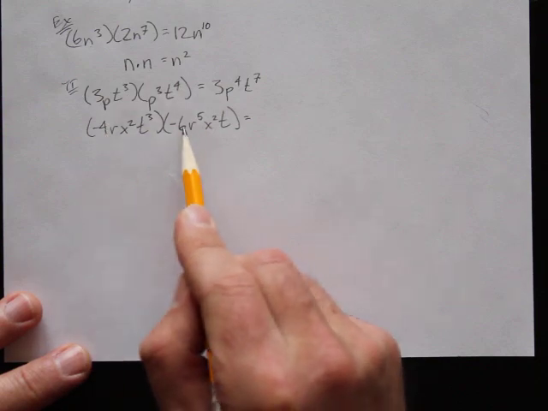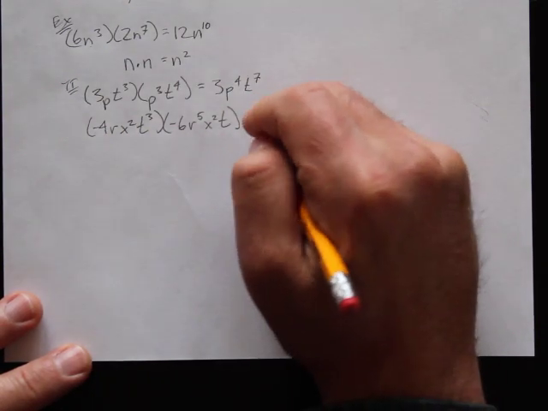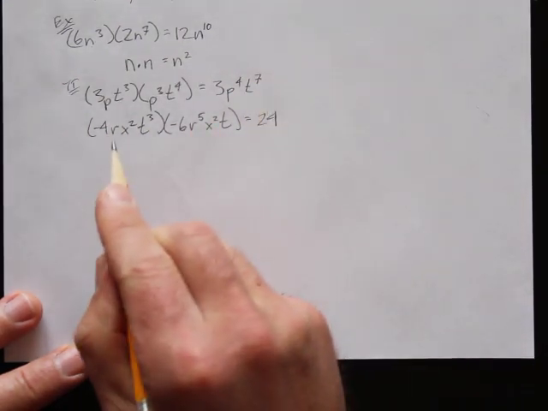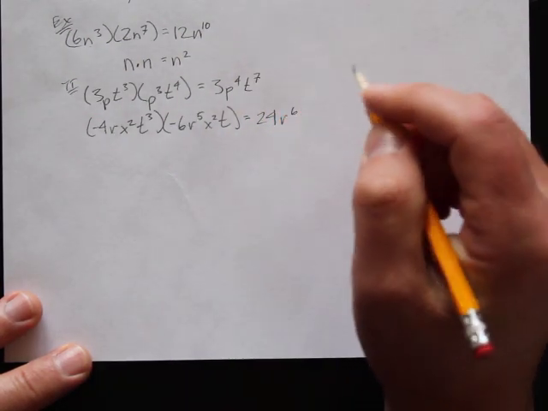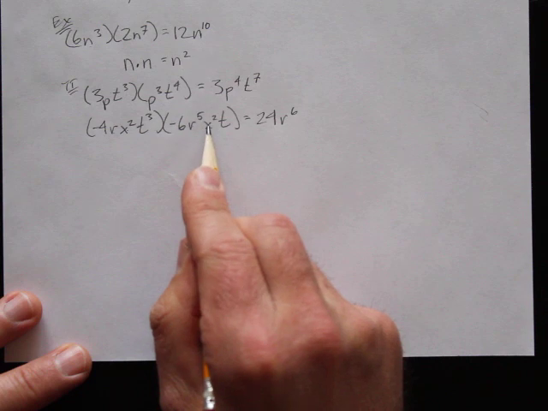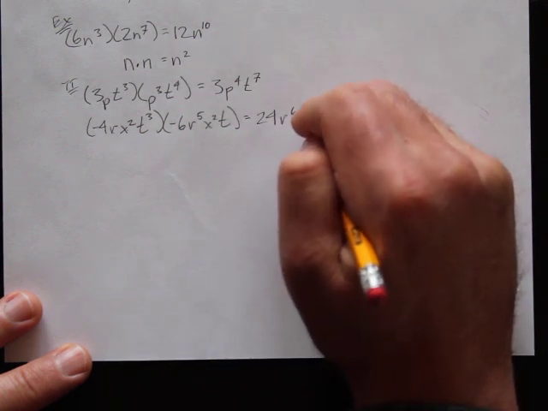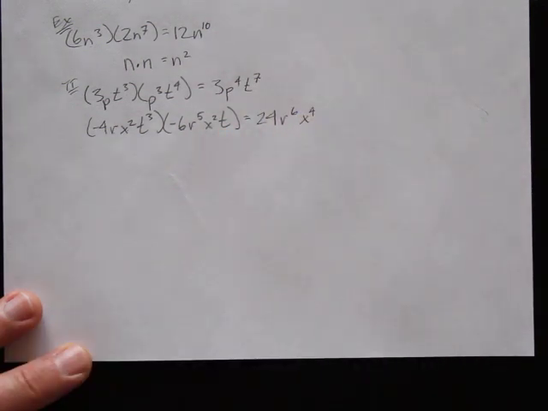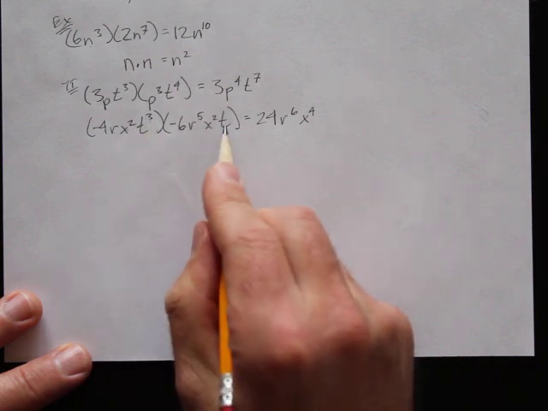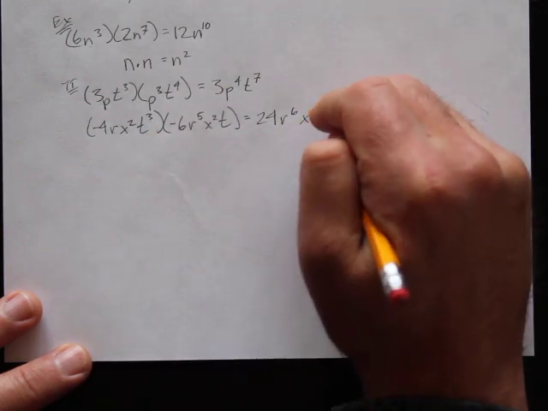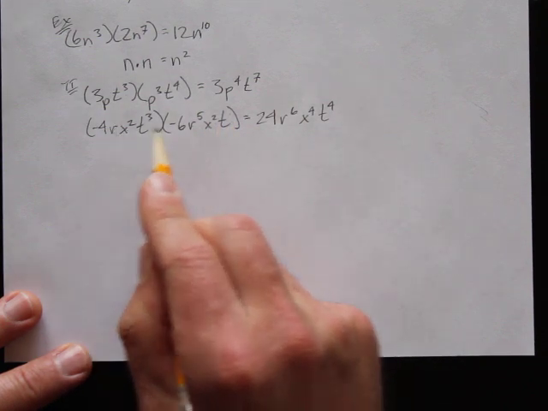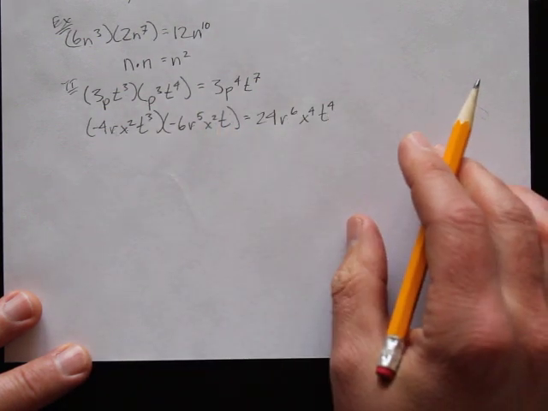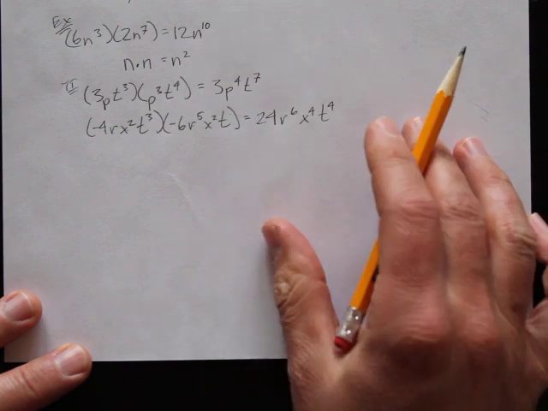Negative 4 times negative 6 is positive 24. r times r to the fifth is r to the sixth. x squared times x squared is x to the fourth. And t cubed times t is t to the fourth. So I add 3 plus 1, I add 1 plus 5. There we go. And that's my answer there.